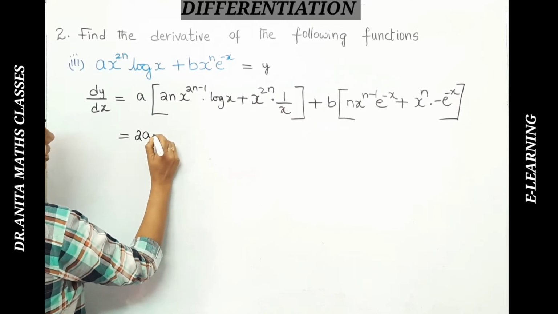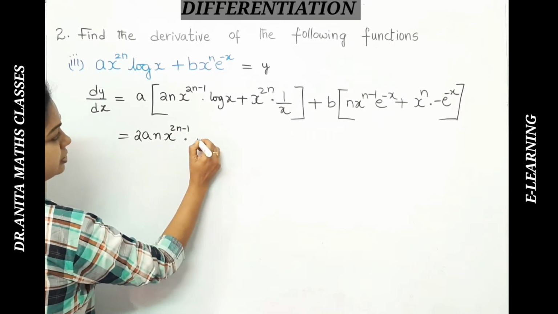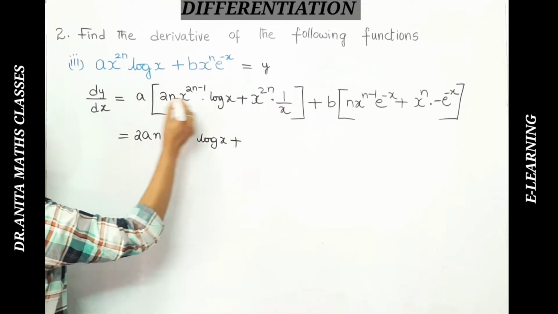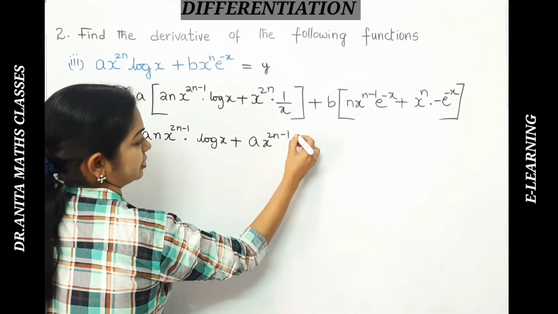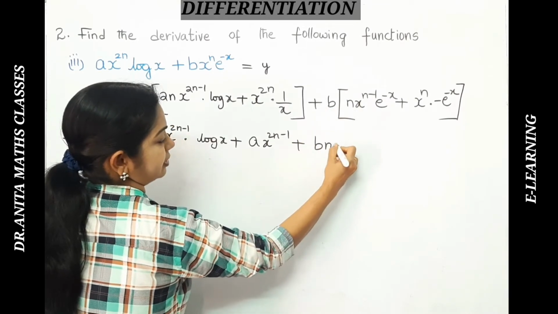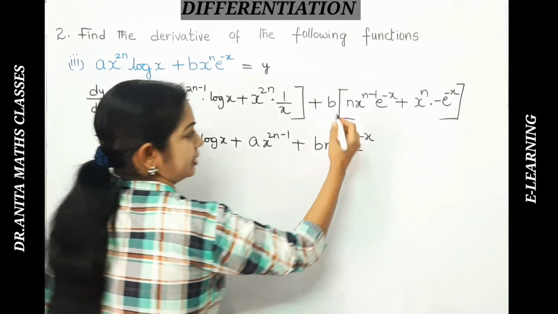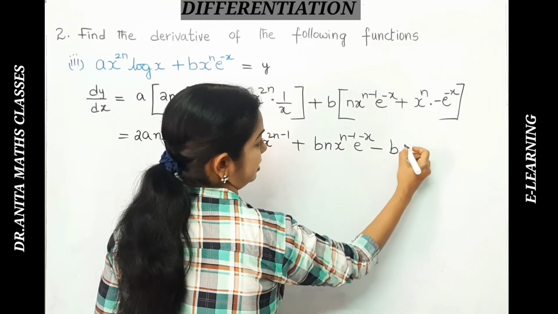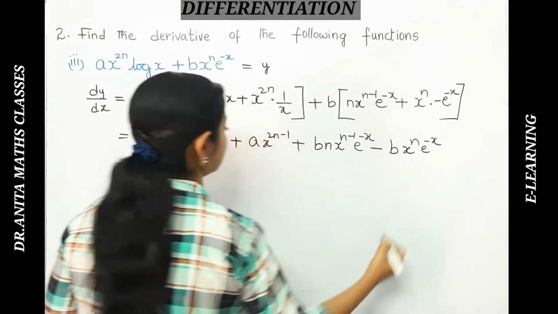Now we will write this: a, 2n x to the power of 2n minus 1 into log x, plus again a, I have written here a x to the power of 2n minus 1, plus b n x to the power of n minus 1 e to the power of minus x. Again here minus, because the minus sign is here, minus b x to the power of n e to the power of minus x. So this is the product.